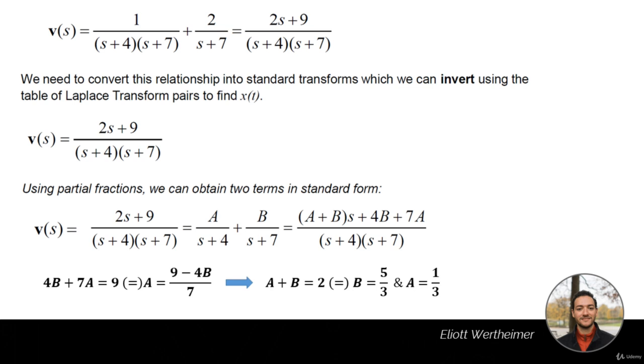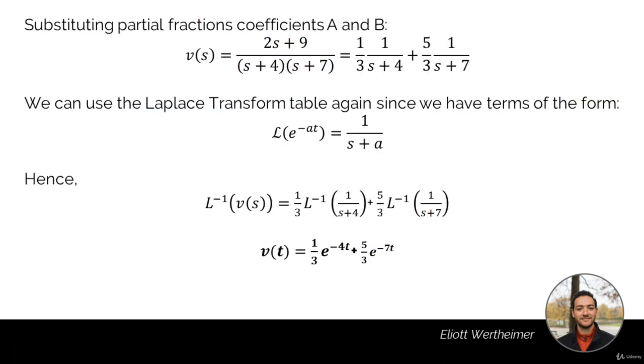You can do the same with the number that is not multiplied by s. So you have 4b plus 7a is equal to 9. Simply you can now develop this, put the equations back together, and you get that b is equal to 5/3 while a is equal to 1/3. We can now replace this in the equation that defines Vs. So we get that Vs equals 2s plus 9 over s plus 4 multiplied by s plus 7, but it also equals 1 over 3 times s plus 4 plus 5 over 3 times s plus 7.